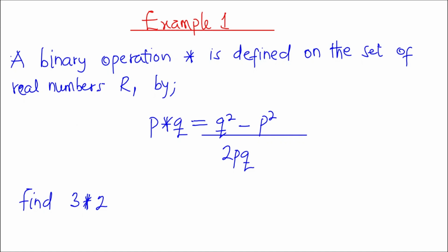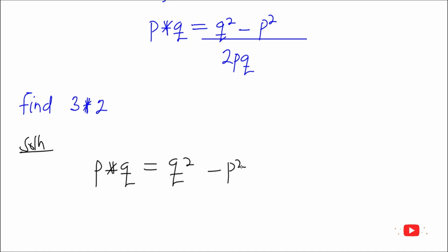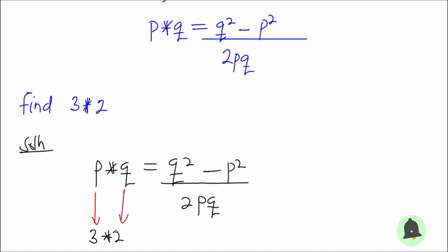So having known that, the rule given to us in the question is P star Q is equal to Q squared minus P squared, all divided by 2PQ. And here the question says that we should find 3 star 2. So with 3 star 2, it basically means that wherever we see P in the rule, we are going to substitute 3 there. Wherever we see Q, we are also going to substitute 2 there.